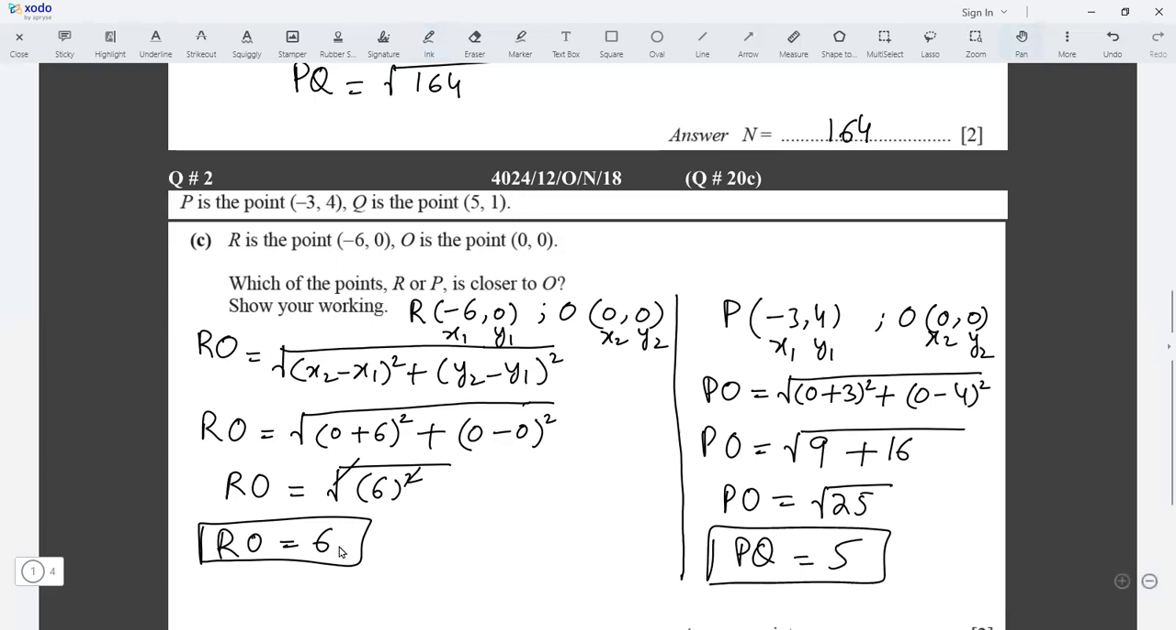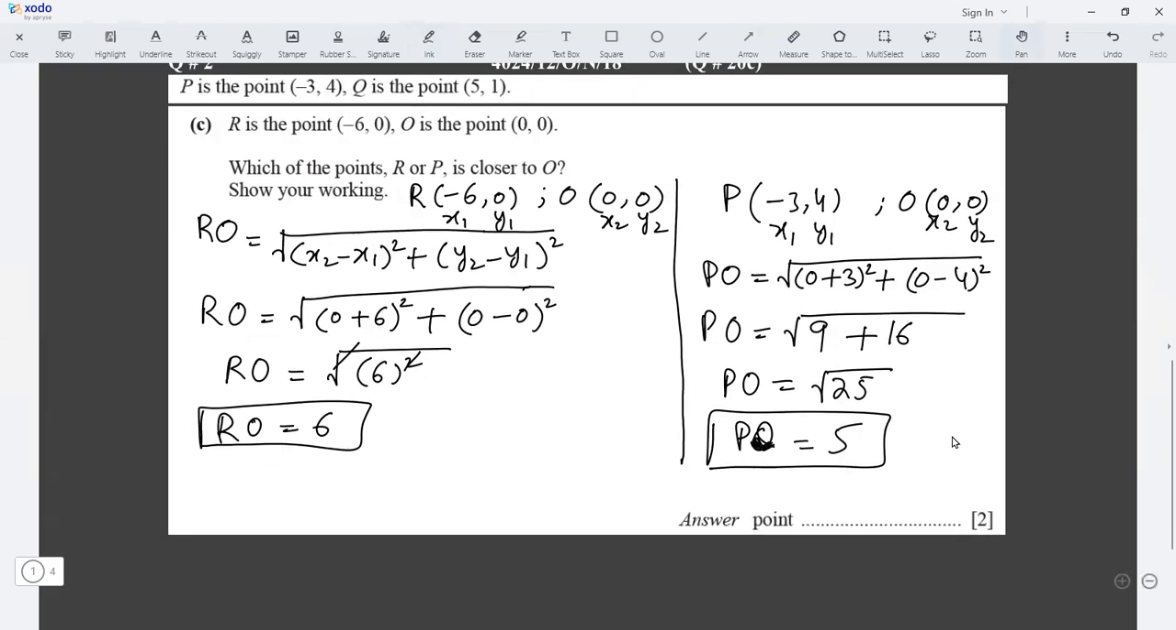So we can see clearly from these two answers that point O is closer to point P. So we can simply write down point P here in the answer. Actually, it's required in the answer, we just have to mention the point. So we have shown our working here.